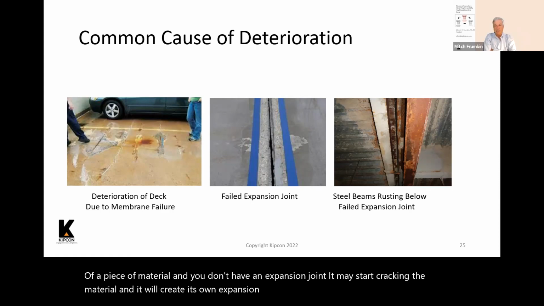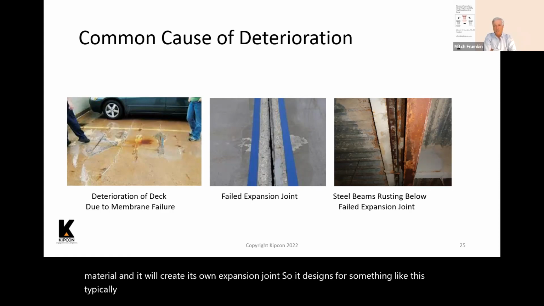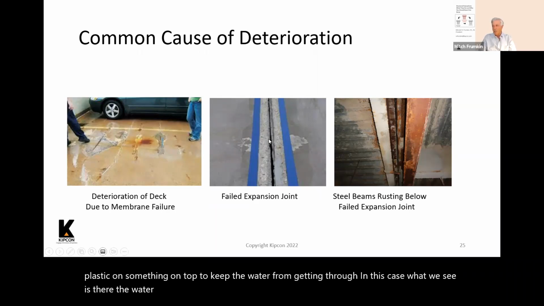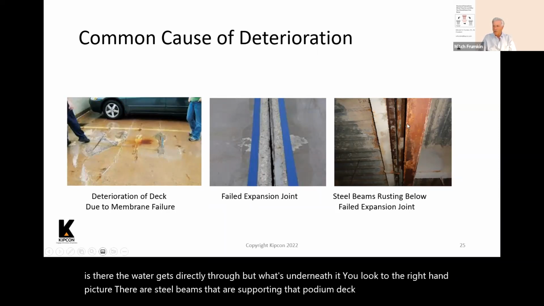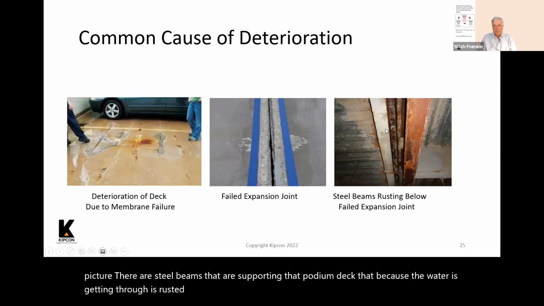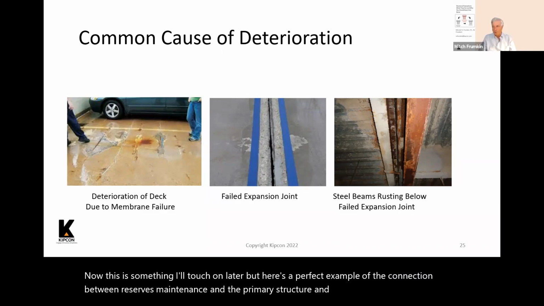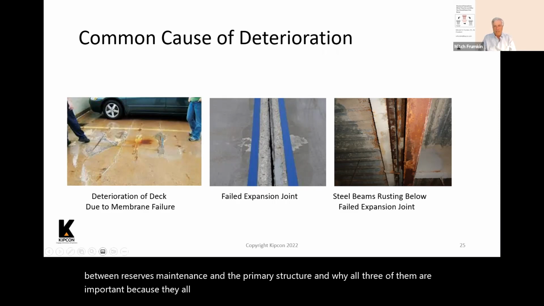So designs for something like this typically include expansion joints, which allow it to move, but also there's usually a piece of plastic on top to keep the water from getting through. In this case, what we see is the water gets directly through, but what's underneath it? You look to the right-hand picture, there are steel beams that are supporting that podium deck that, because the water is getting through, have rusted away. Now, this is something I'll touch on later, but here's a perfect example of the connection between reserves, maintenance, and the primary structure, and why all three of them are important, because they all affect each other and they can have a detrimental effect on the underlying structure.